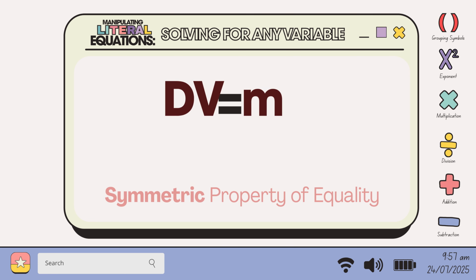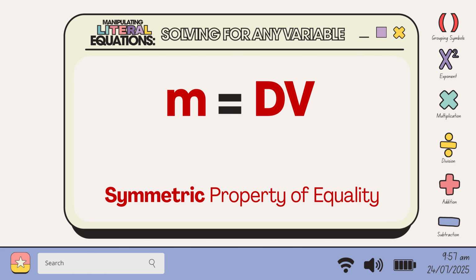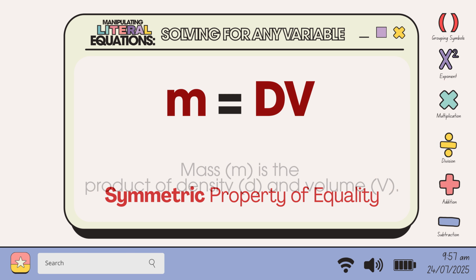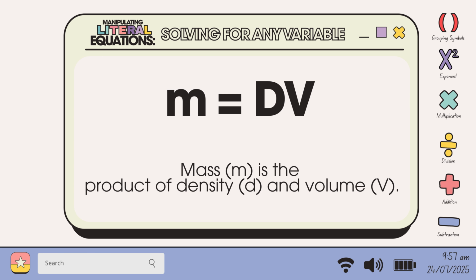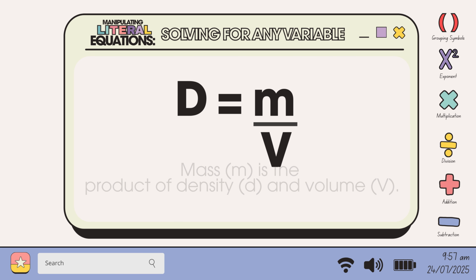Multiply both sides by v to cancel out the denominator. Applying the symmetric property of equality, now we have m is equal to d times v, which means that the mass is the product of density and volume.